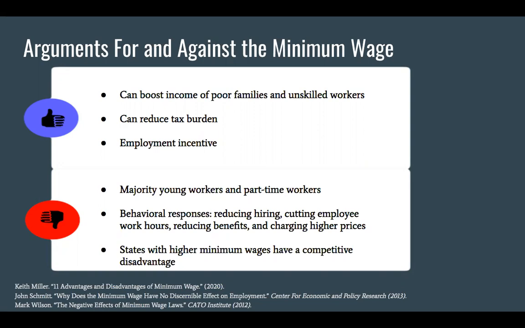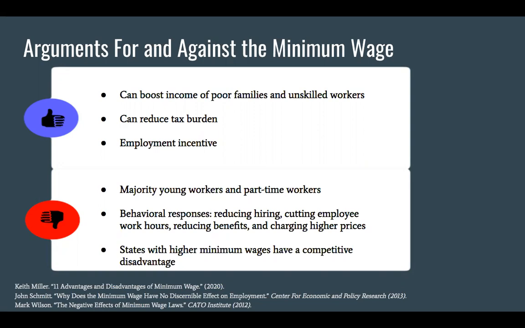So jumping over to the arguments against side, one who is against the minimum wage might use behavioral responses as their main reason. For many companies, the price floor set by the minimum wage is above what they would pay employees. So they need to make up the money by cutting employee work hours, reducing benefits, or they might even take it out on the consumer by charging higher prices.